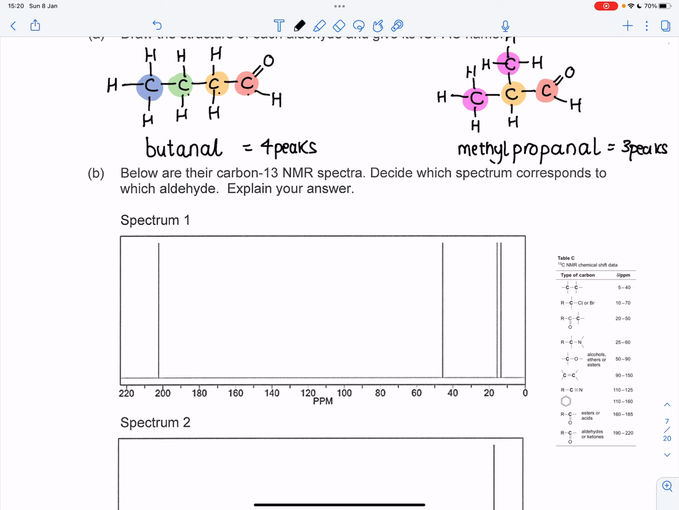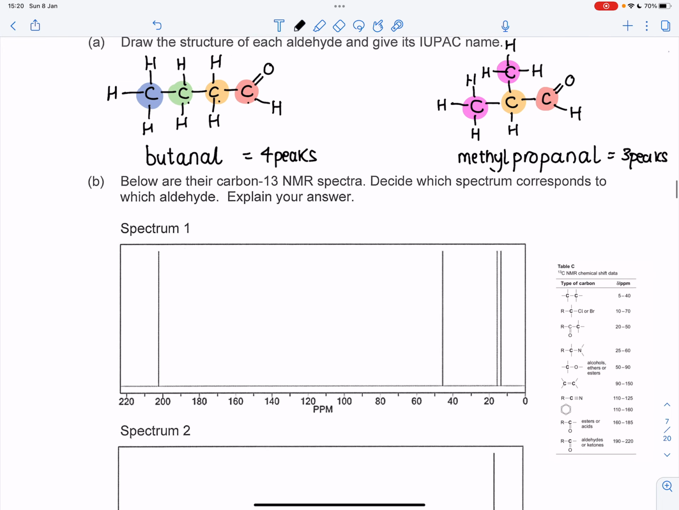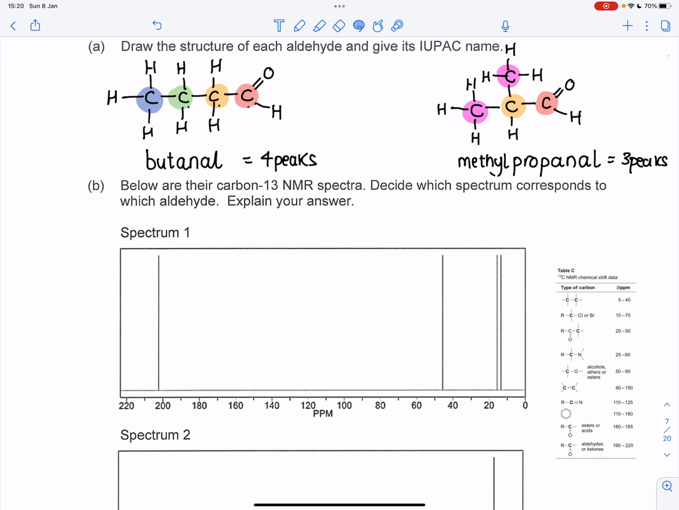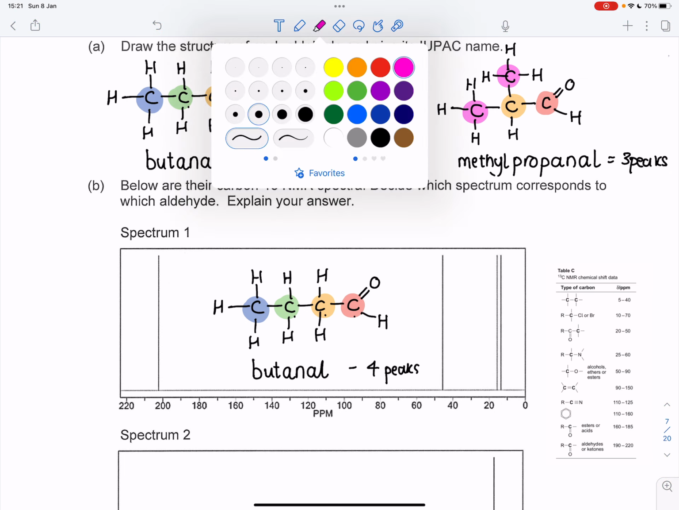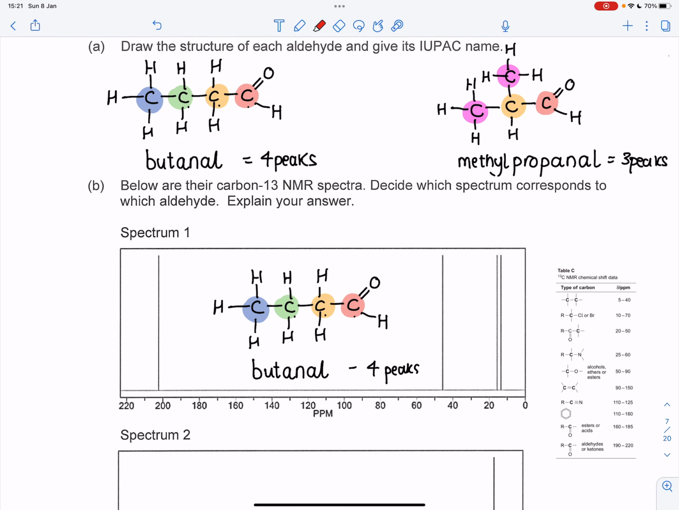We're going to see that the first one must be butanal, so we're going to copy our picture and paste it in. We've got our butanal with 4 peaks, and we can see which peak belongs to which. Let's get our highlighter back up. Always start with the more interesting end, in this case the aldehyde end. Aldehydes and ketones come out at 190 to 220, so our red peak is this one here.